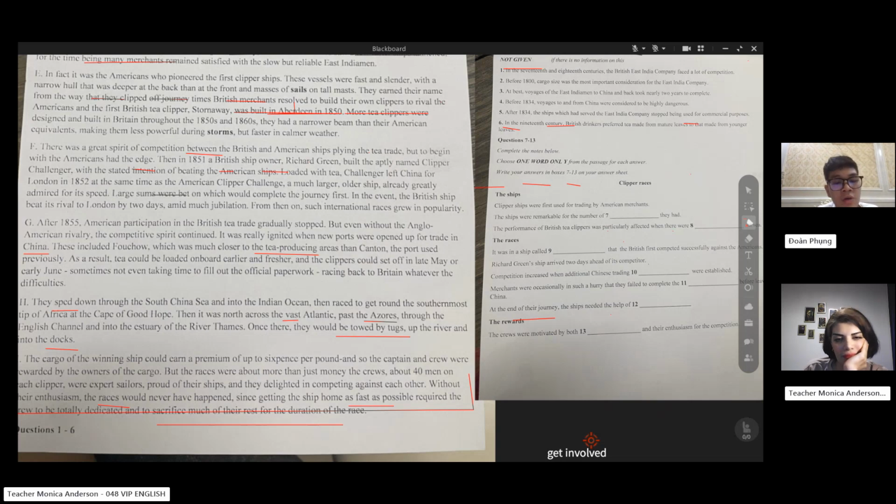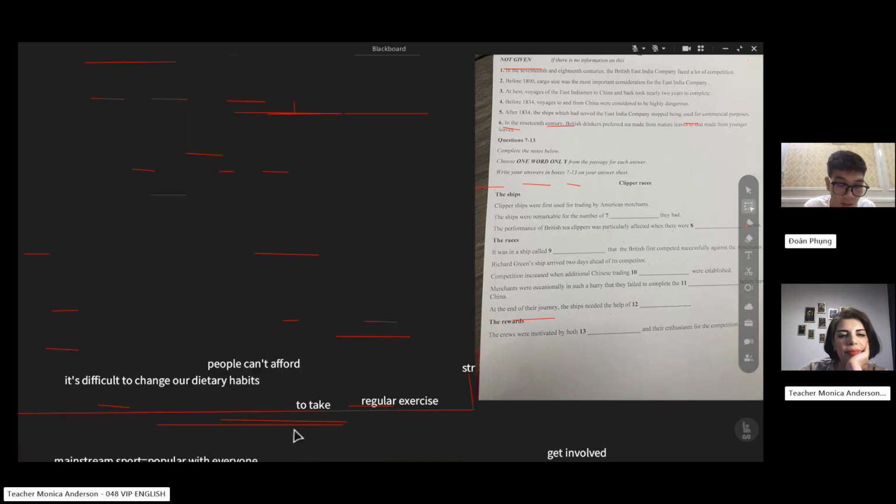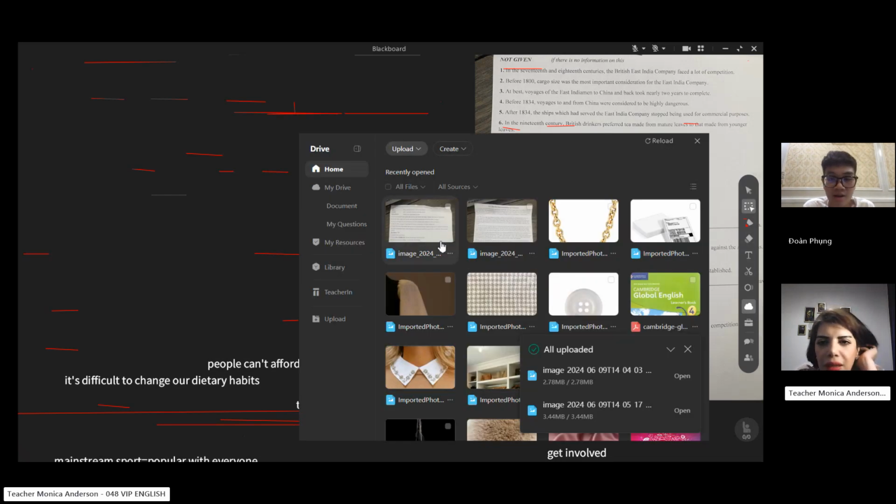Rest for the duration of the race. I think the paraphrase is the rest for the duration of the race. I'm not sure about it.